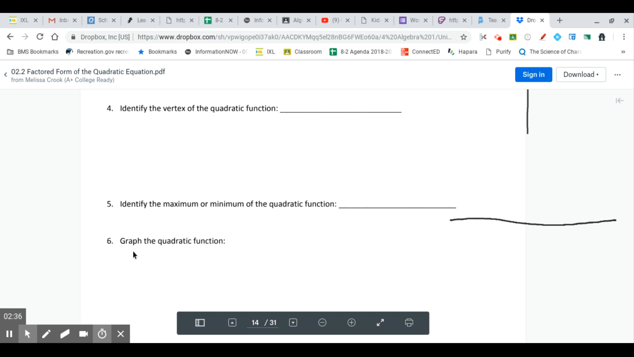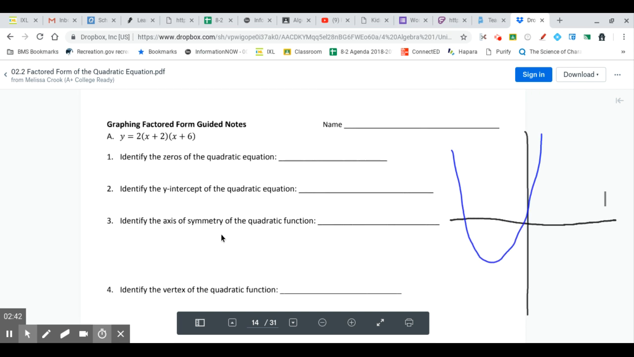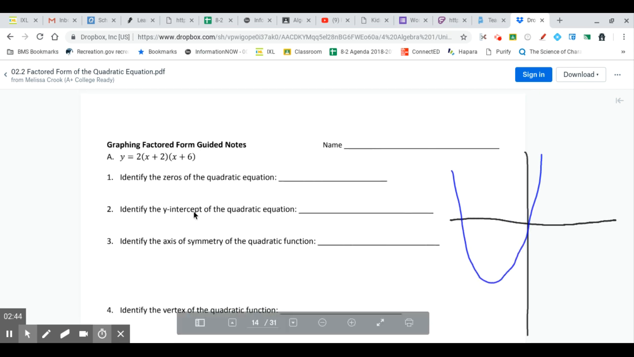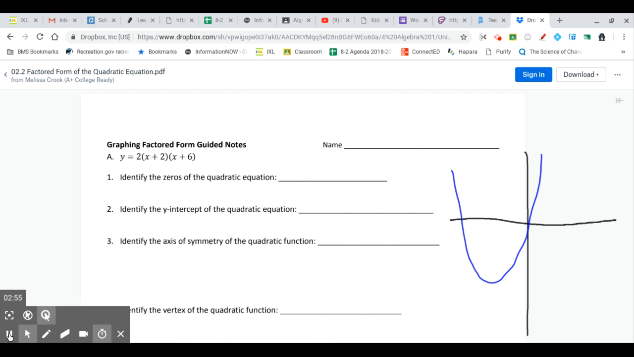And then you're going to actually graph the quadratic function. Okay, so you're going to graph all these parts that you found, and you're going to graph them on a graph. Again, no graphing calculator, just paper and pencil. So good luck. And these do need to be done by the time you come back to school next week.